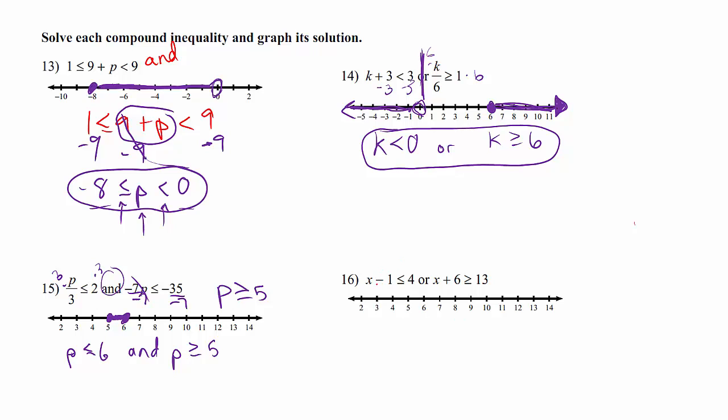On this first one, we're going to add 1 to both sides and get x is less than or equal to 5. Then on the second one, we're going to subtract 6 and get x is greater than or equal to 7. So x is less than or equal to 5 points this way, and x is greater than or equal to 7 points this way.